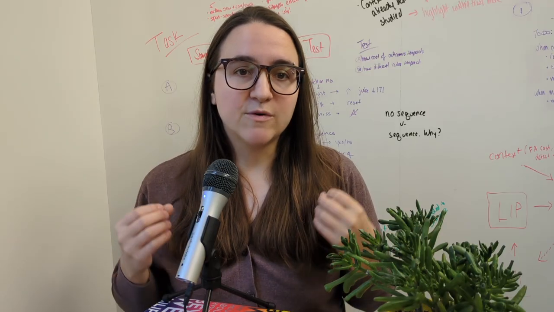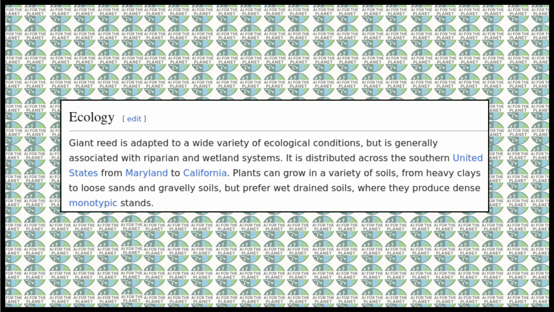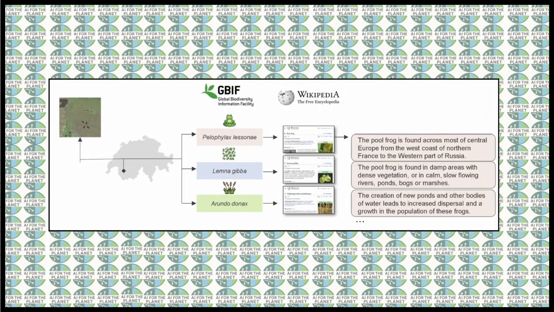To allow existing AI models to benefit from the additional information these species observations provide, the authors pull text from relevant Wikipedia articles. Specifically, they take sentences from the sections of a given species Wikipedia article that describes its habitat or range, like this one describing where Arundodonyx can grow. As a result of this process, each image becomes associated with a list of sentences that hopefully provide more context about the physical features of the environment.